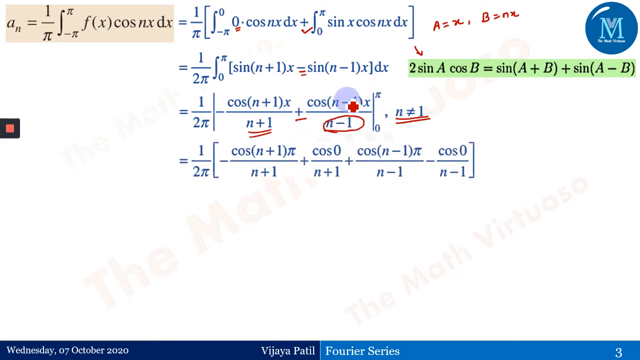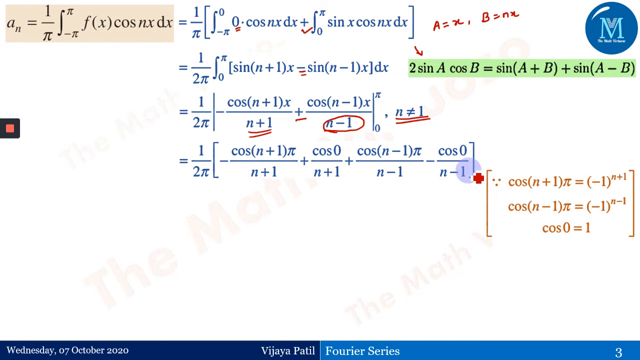Upper limit is pi, so every x is replaced by pi, minus every x replaced by 0, for both of these terms. Just follow it, it's very simple. Nothing here needs explaining. And therefore we know that cos of (n plus 1) pi is equal to minus 1 to the power n plus 1, and cos of (n minus 1) pi is equal to minus 1 to the power n minus 1. We have got these two identities from this.